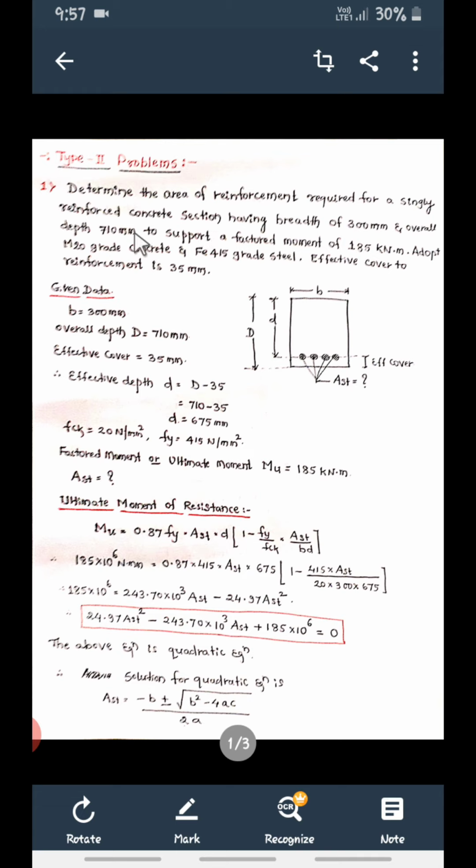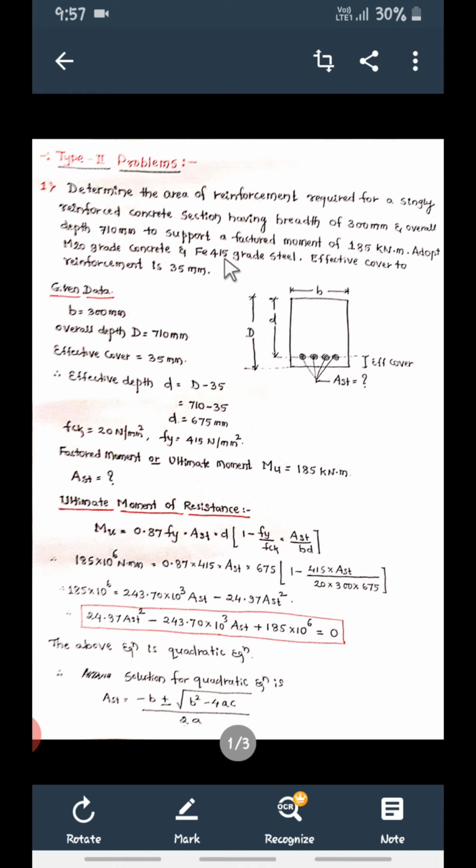The problem is like this: determine the area of reinforcement required for a singly reinforced concrete section having breadth of 300 mm and overall depth of 710 mm to support a factored moment of 185 kilonewton meter. Adopt M20 grade concrete and Fe415 grade steel. Effective cover to the reinforcement is 35 mm. So see the changes in the problem.